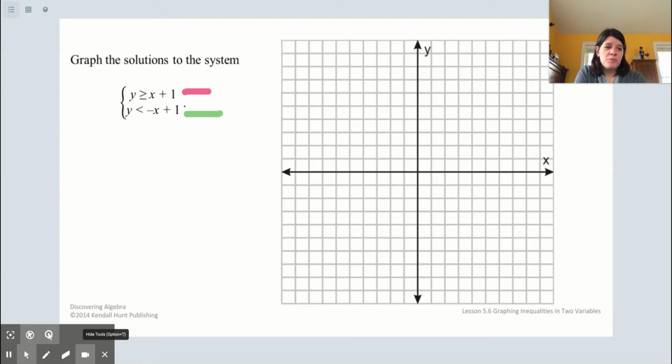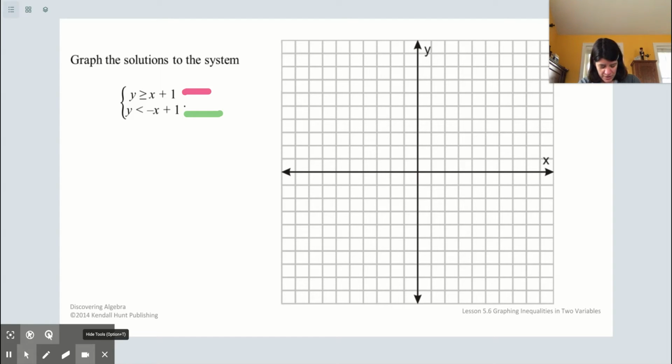This is on 5.7, which is systems of inequalities. So we're going to go through how to graph them. And really, we're just making two graphs of two variable inequalities like we did before, and we're just combining them together. So the first thing I'm going to do is draw the boundary line for y is greater than or equal to x plus 1.